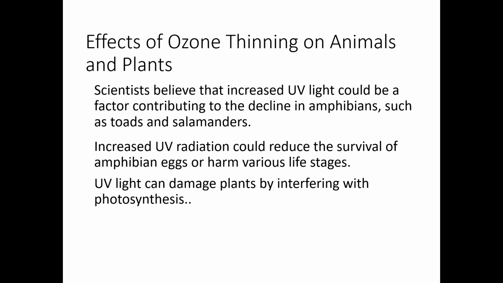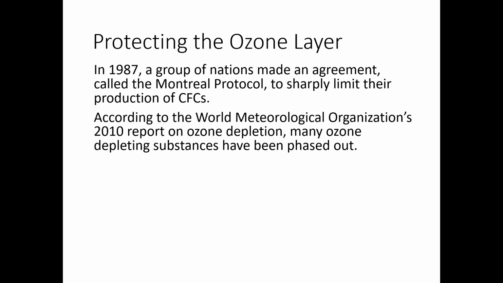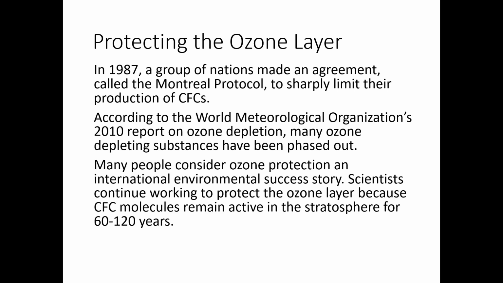Another thought is that increased UV light can contribute to decline in amphibians, such as toads and salamanders, because the UV radiation can harm the eggs in different life stages of amphibians. And too much UV light can interfere with photosynthesis as well. And this is just a chart summarizing what I've just mentioned. Basically, you don't want too much UV light. It's not a good thing.